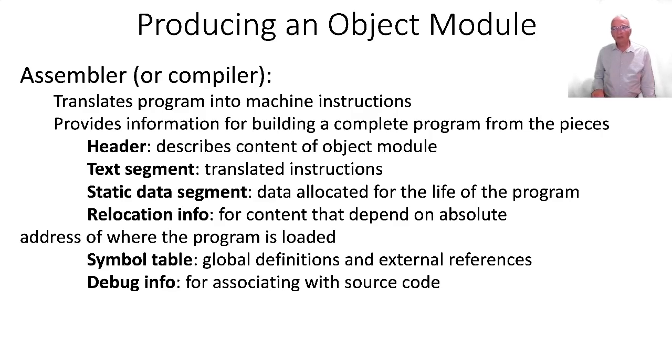And then I also have debugging information, which is how I associate with the source code. Often when an error is reported, the line of the source code where that error occurs appears. This debug information has to be associated with the source code and appears in this object module too.